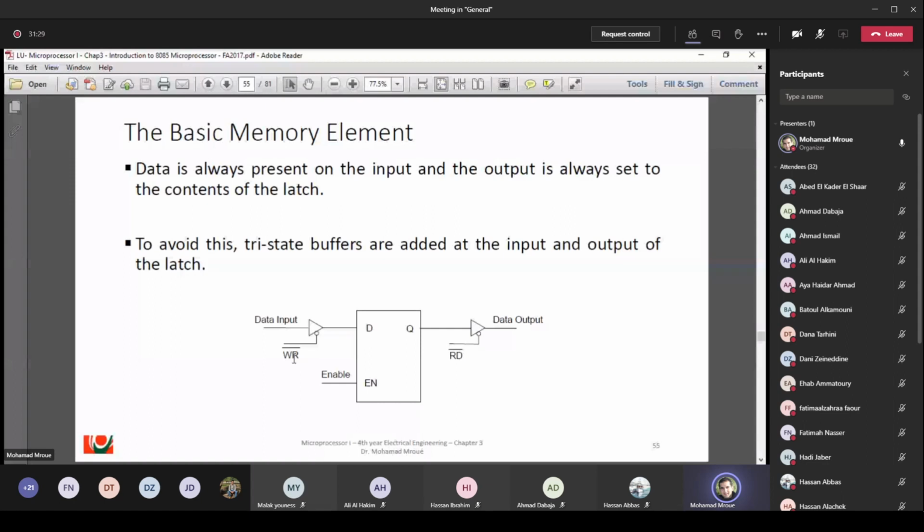The same here when the write signal is at logic 1, so there's no connection between D and the data input, and when write equals to 0, D will be connected to the line data input. Okay?